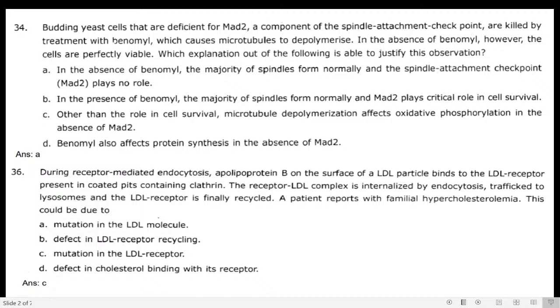And the patient is reported with familial hypercholesterolemia. Here they ask what could be the reason. They mention the mutation is in the LDL receptor, so only these patients are shown with hypercholesterolemia. Here the LDL receptor is finally recycled.